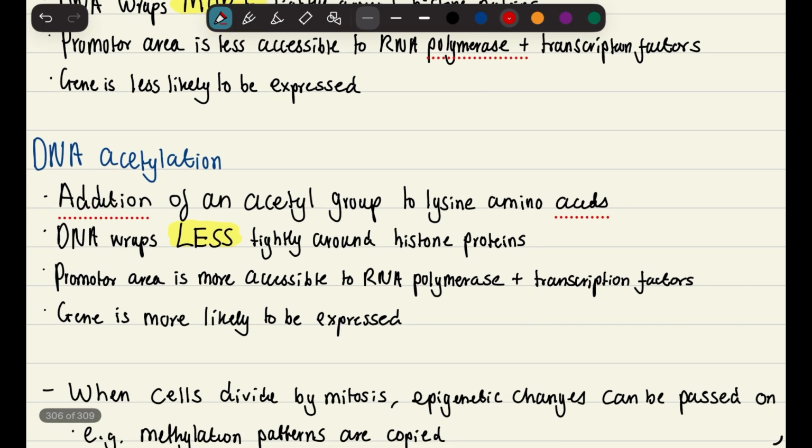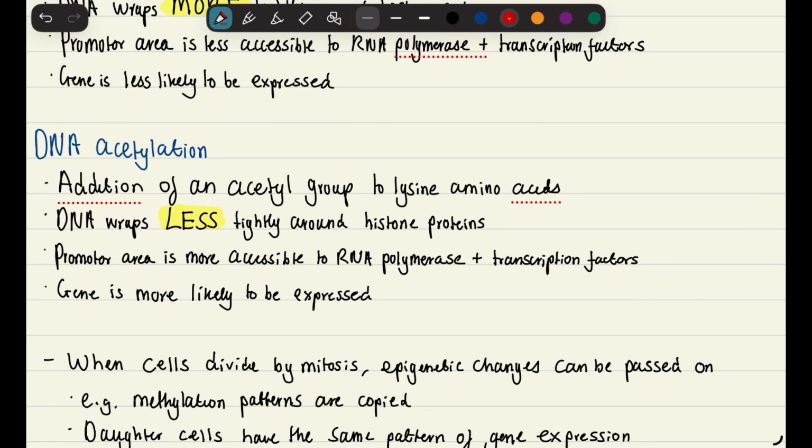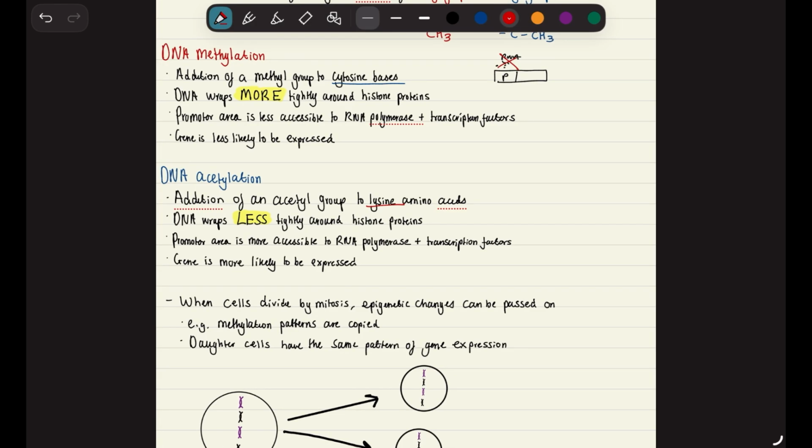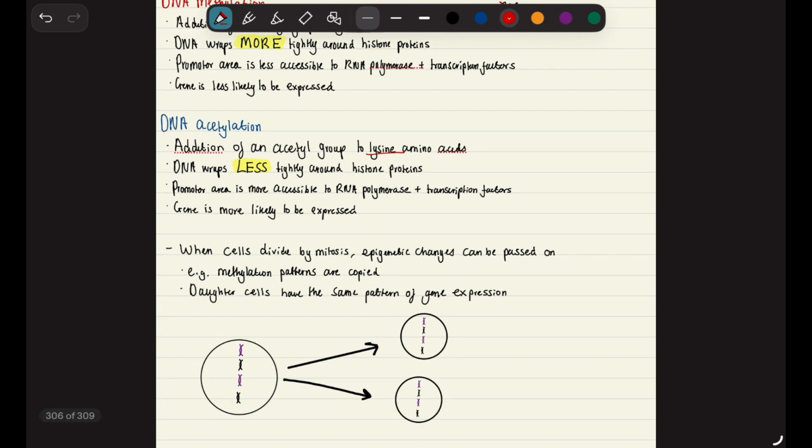When we acetylate, it's kind of the opposite effect. So you add an acetyl group to lysine. DNA is going to wrap less tightly around the histone. Promoter area is more accessible to RNA polymerase and transcription factors, so your gene is activated, more likely to be expressed, more likely to produce your specific protein. So just know that's the order you want to go for in an exam. You should be able to get 4 marks every single time using that.